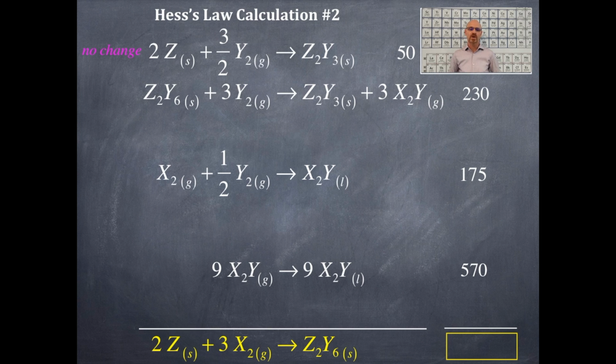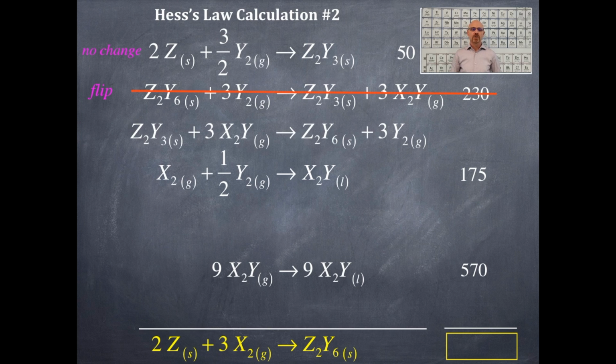So I'm going to flip that equation around. We're going to cross that out. We're going to flip it, and then when we flip it, what do we do to the number? We multiply by -1. So that's why we're going to multiply that 230 by -1. Now you should see the Z2Y6 solid is on the product side with the stoichiometric coefficient of 1, and that is correct.